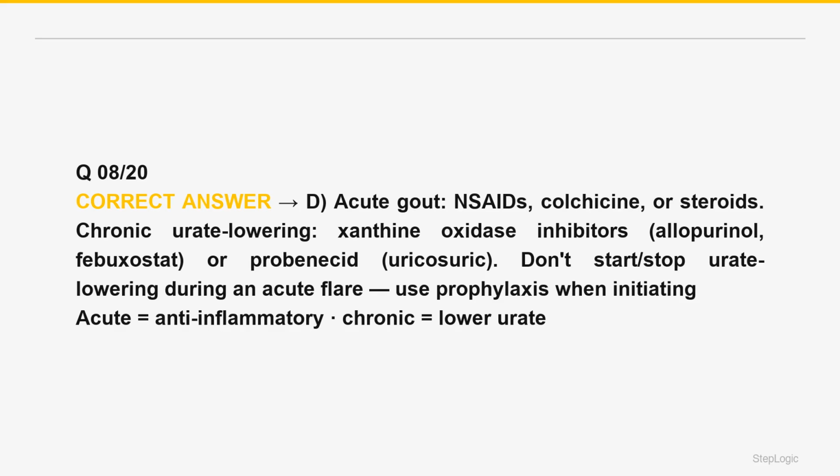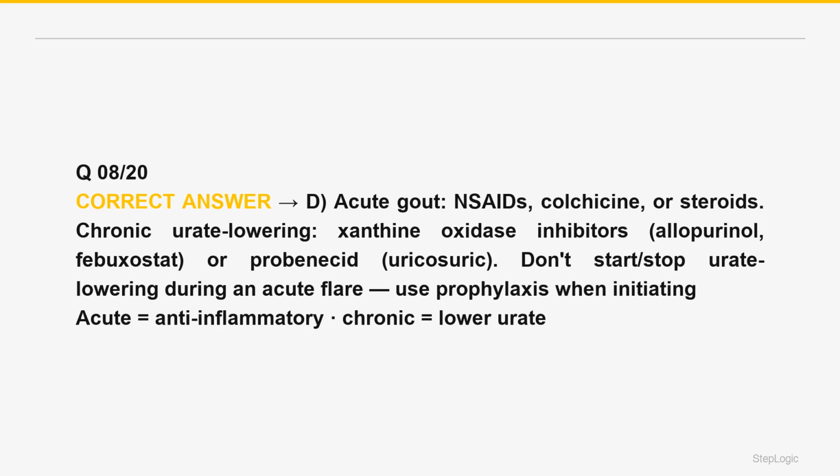The chronic management between attacks, for recurrent gout or tophi, lowers the uric acid burden. Xanthine oxidase inhibitors, allopurinol and febuxostat, decrease urate production, blocking the conversion of hypoxanthine and xanthine to uric acid. Note allopurinol also raises levels of azathioprine or 6-mercaptopurine. Uricosurics like probenecid increase renal urate excretion, avoiding in overproducers or stones. The key clinical pearl: do not start or stop urate lowering therapy during an acute attack. Abruptly shifting urate levels can precipitate or prolong the flare.